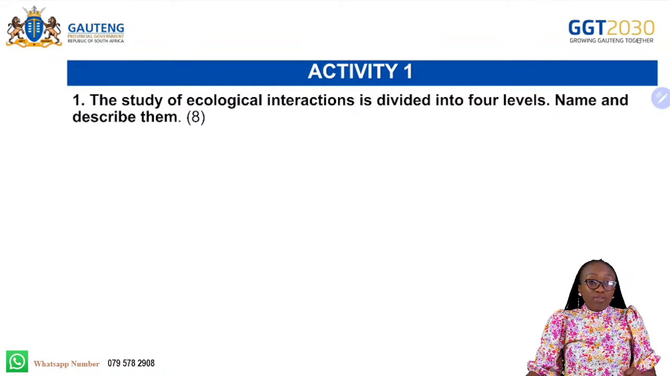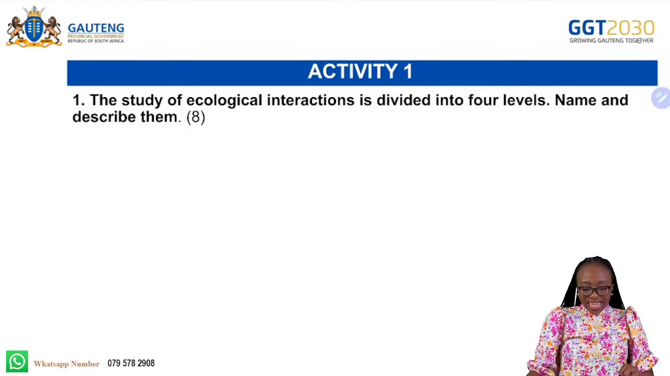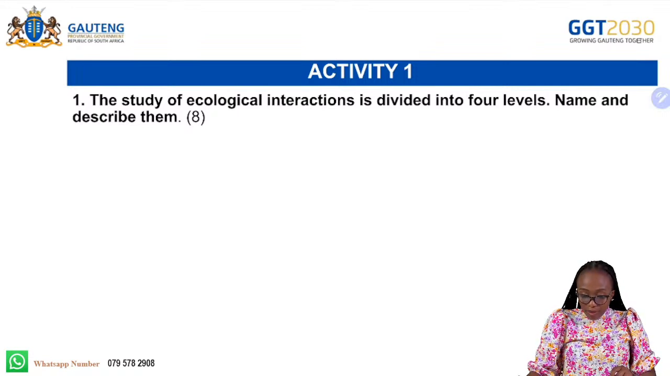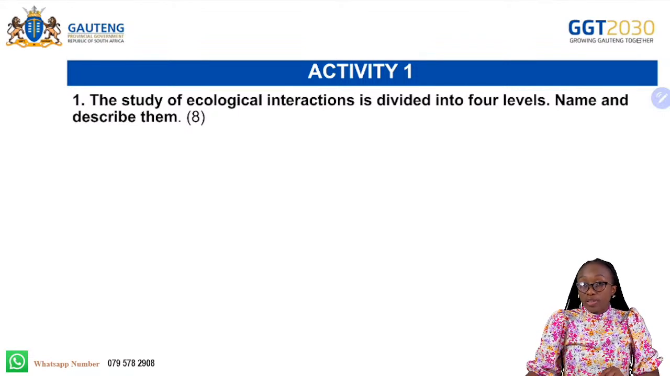Now, let's dive into our first activity for today's lesson. We have one question. The study of ecological interaction is divided into 4 levels. Name them and describe them for 8 marks. I'm going to give you 5 minutes to do this work, and then after 5 minutes, we will do the solutions together.